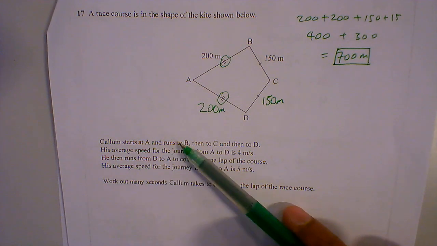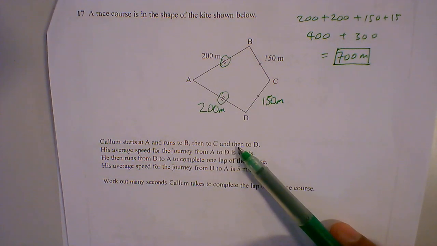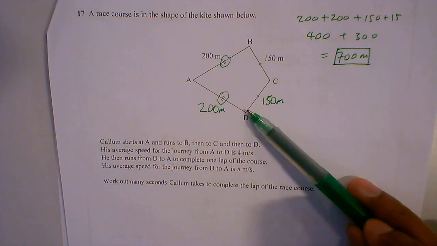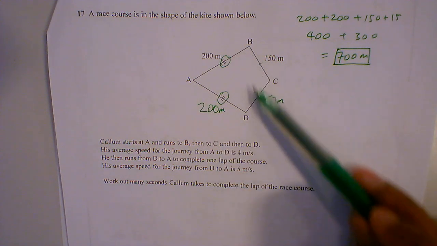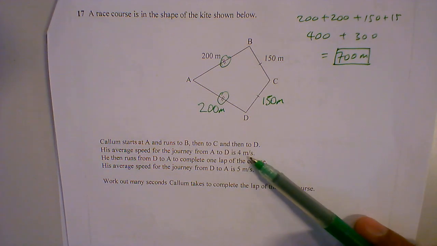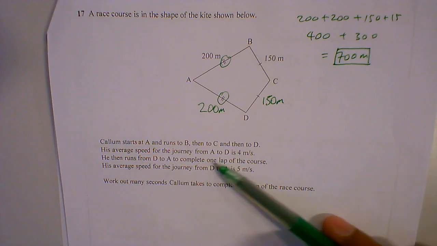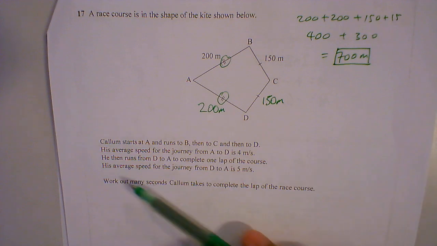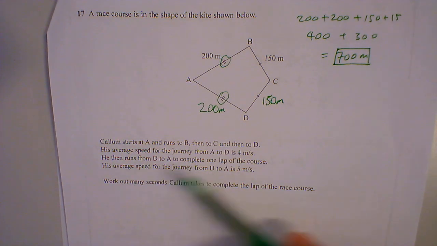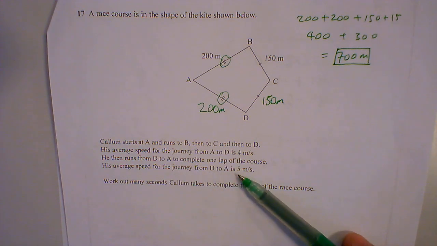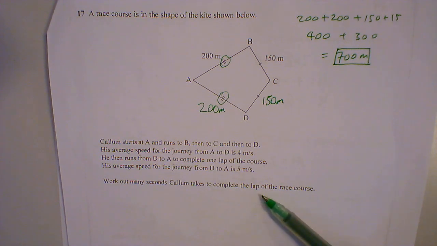Callum starts at A and runs to B, then C, then to D. His average speed for the journey from A to D is 4 meters per second. He then runs from D to A to complete one lap, so he does the final part. His average speed for the journey from D to A is 5 meters per second. Work out how many seconds Callum takes to complete the lap of the race.